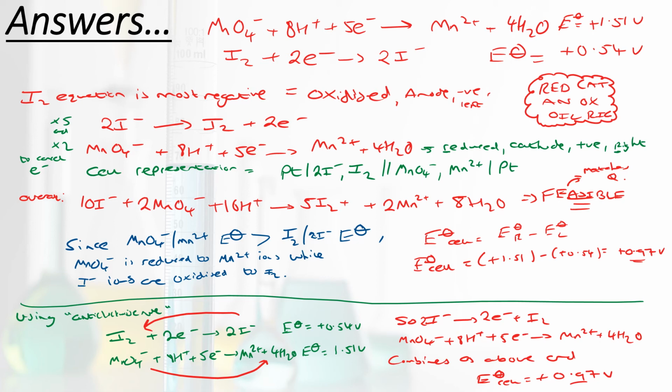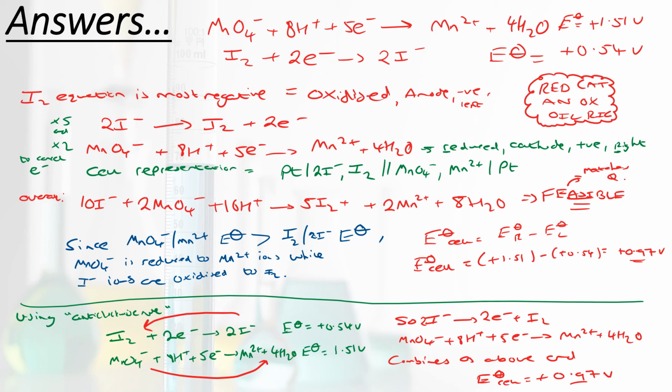So we know that our iodine one is the more negative, it's the anode. Therefore, it's going to be releasing the electrons, so we can flip our equation the other way around. So we now have 2I- going to iodine plus 2 electrons. And then our permanganate equation stays the same, because if the iodine one has been oxidized, this permanganate one has to be reduced. Reduction is the cathode, reduction goes on the right, and so we can just keep our equation as the same direction.